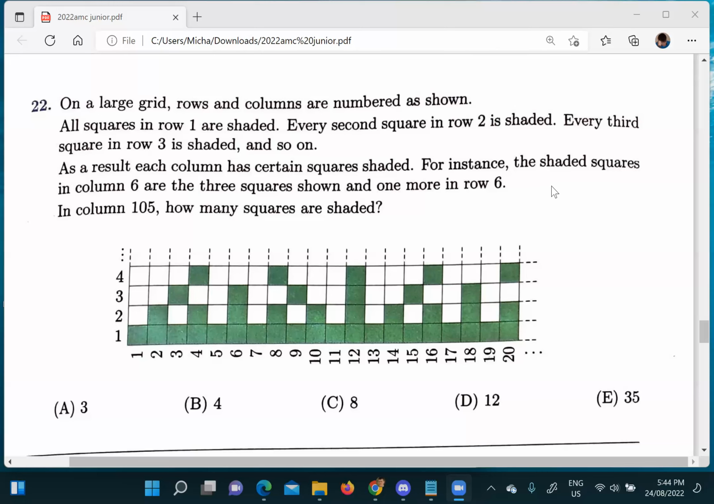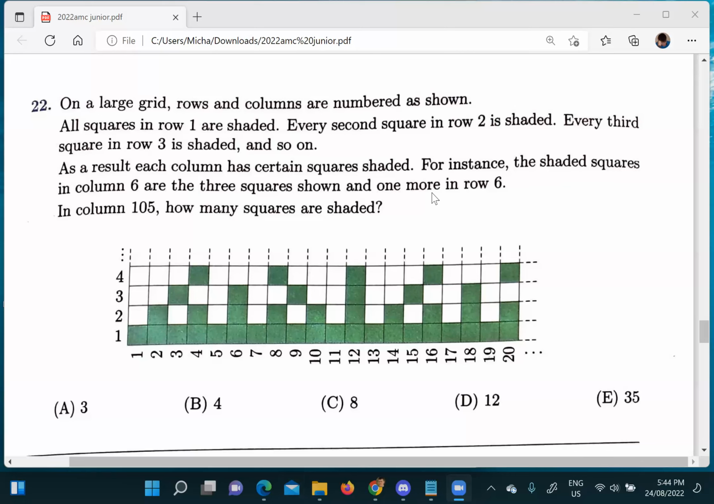Okay. In column 105, how many squares are shaded? It's kind of funny. At first you might think there could be an infinite number of squares, right? But the reason it's not infinite, maybe I'll ask you why it's not infinite.